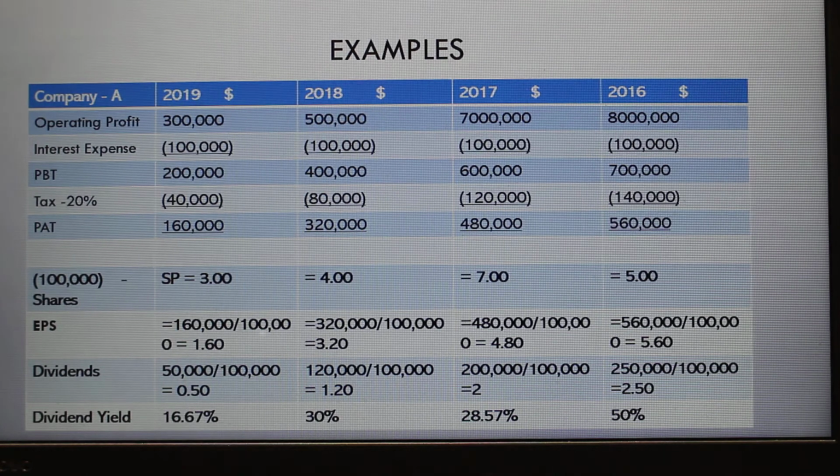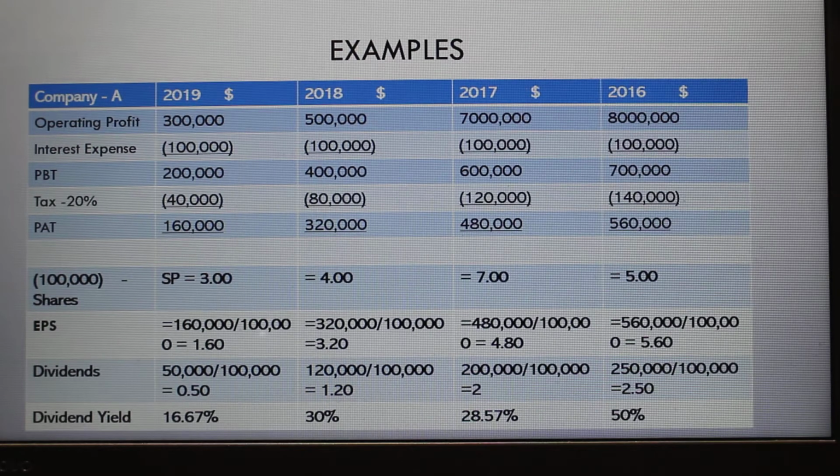Now let's have a look at this example, and it is important for us to go through this because a lot of the principles that we need in order for us to understand lie within this example. So let's look at this company. Let's call it company A, and it has 2019, 18, 17, and 16. So let's start in 2019.